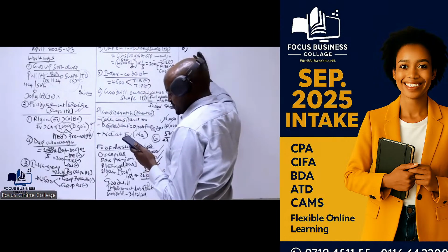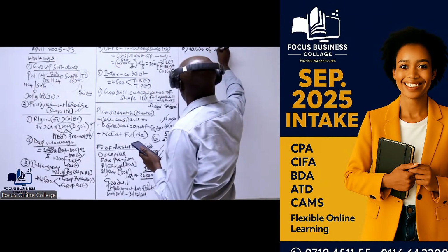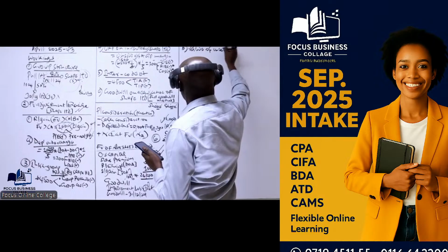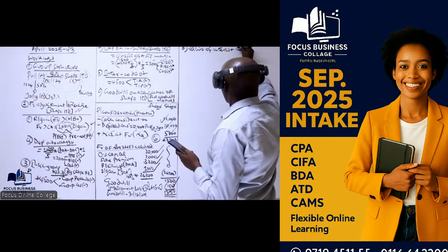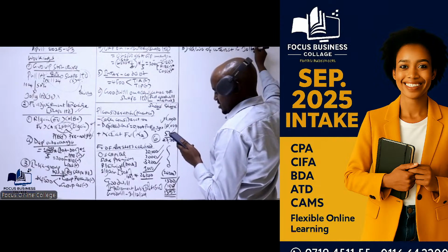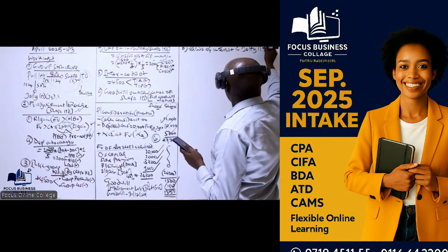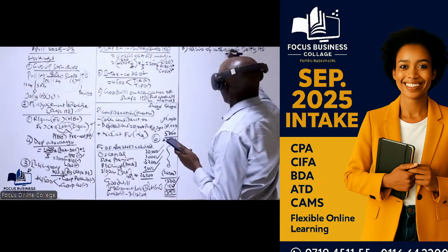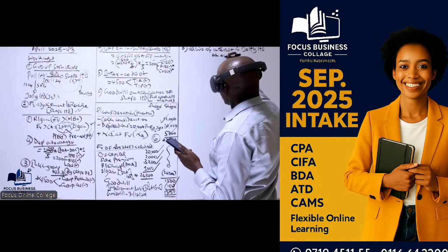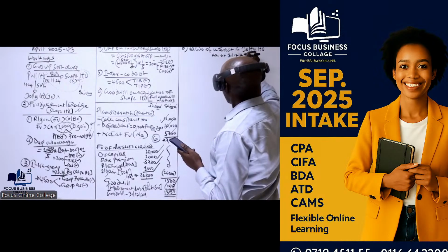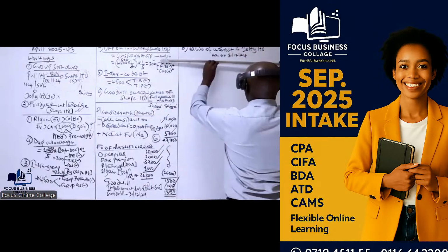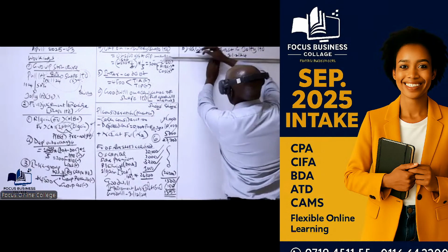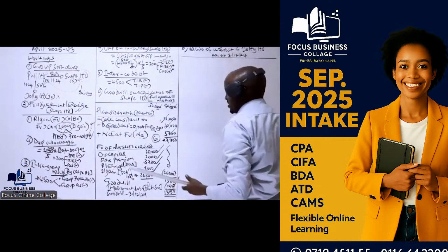What are we required to do? We're required to compute the value of interest in HLT Limited, also at the end of the year, as at 31st of December 2024. So how do we compute this one? Quite simple, provided you can recall the format.